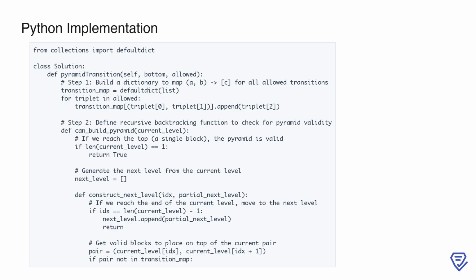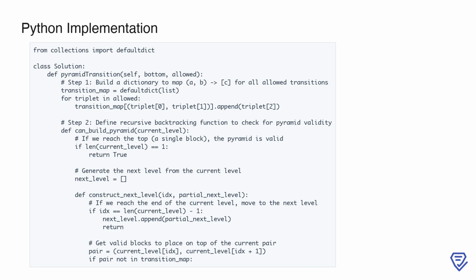Here, we begin by importing the defaultdict class from the collections module, which will help us manage the mapping for allowed transitions efficiently. Inside the pyramid transition function, the first step is to construct a dictionary called transition_map. This dictionary maps each pair of blocks, represented as A, B, to a list of possible blocks, C, that can be placed on top of this pair. We iterate over the allowed list, processing each triplet and populating the dictionary accordingly.